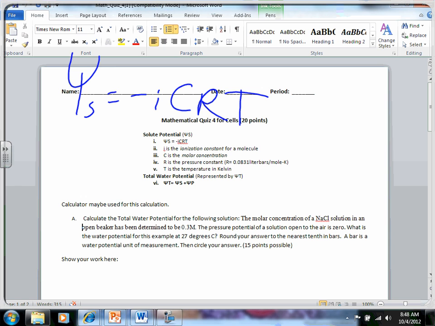What does molarity actually measure? Moles of solute per liter of solution, total solution. But this is molarity, and it's typically going to be given to you in the problem. If you look down here, it tells you the molar concentration of sodium chloride in an open container is 0.3. I gave that to you. This R is also going to be given to you.